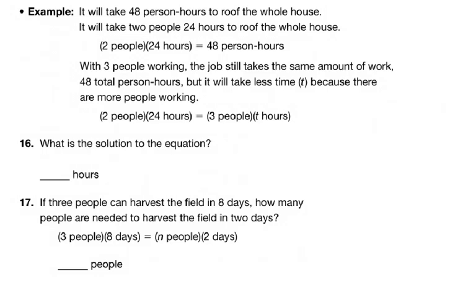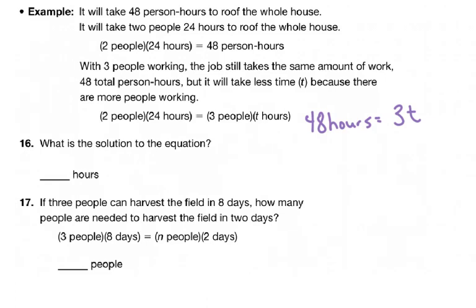So, according to this, it will take 48 person hours to roof the whole house. It will take 2 people 24 hours to roof the whole house. With 3 people working, the job still takes the same amount of work. It still is going to take 48 person hours, but it's going to take less time because you have 3 people working. Okay, so 2 people times 24 hours is going to be 48 hours. And we can do that 48 hours with 3 people instead, and they want to know how many hours each of those people is going to have to work.